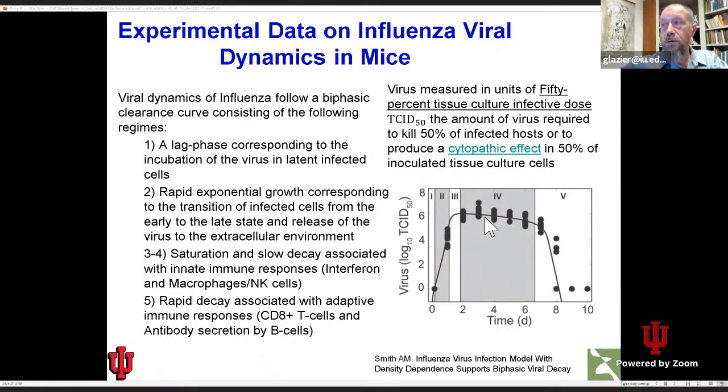Then we see this slower period here labeled 4, when we see what's called the innate immune response kicking in. That's interferon, macrophages, and natural killer cells acting. And then once the adaptive immune cells, that would be both antibodies and CD8 plus T cells, come in, we get rid of the virus very quickly.